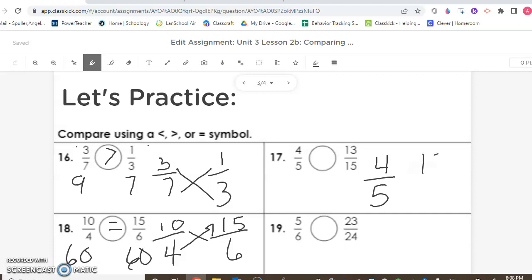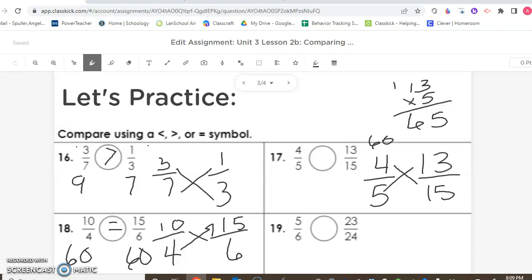4/5 and 13/15. Okay, we just said 4 times 15 was 60. And 5 times 13, well, let's see, 13 times 5, I get 15, carry the 1, 5 times 1 is 5, plus 1 is 6. So this is equal to 60. This is equal to 65. So this is less than. Okay, let's try the next one.